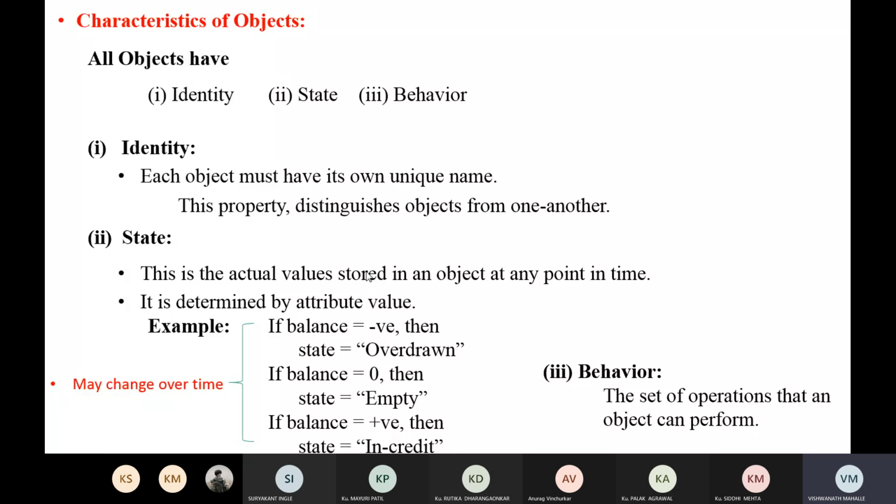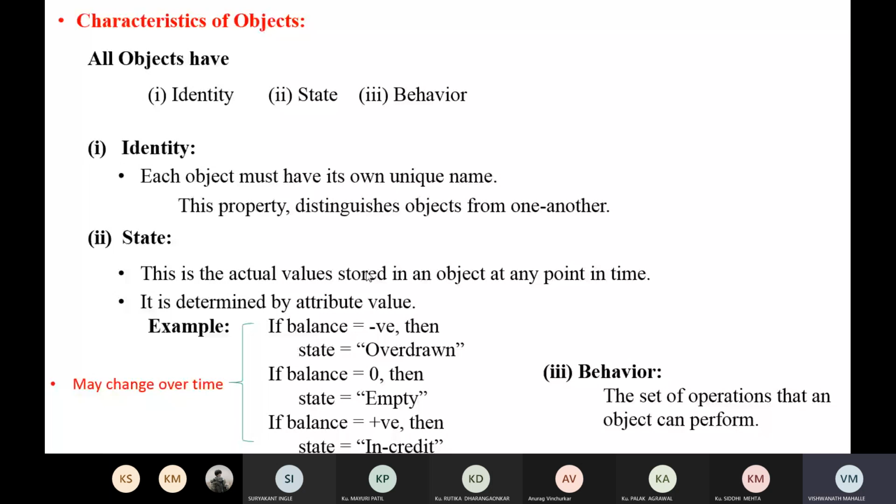So the state of that account is empty state. If the balance is positive, then we can say the state of that account is in credit. So that account has some money. In this way we can find the state of an object by its attribute values, and these attribute values may change over time.